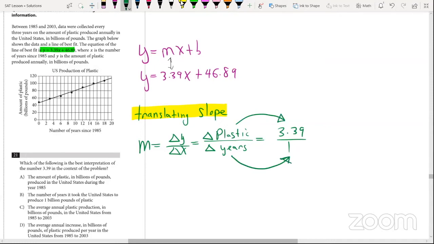So which answer says that? Just basically looking through the answer choices, we're looking for the one that matches the idea of the change in plastic per year. And the one that has a word that sort of speaks to change is choice D, which says the average annual increase in plastic per year. So the change in plastic per change in year, they're calling it the increase in plastic per year. So the answer to number 21 is going to be D.